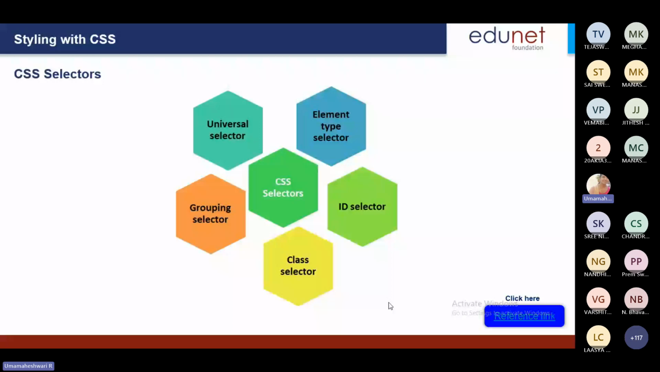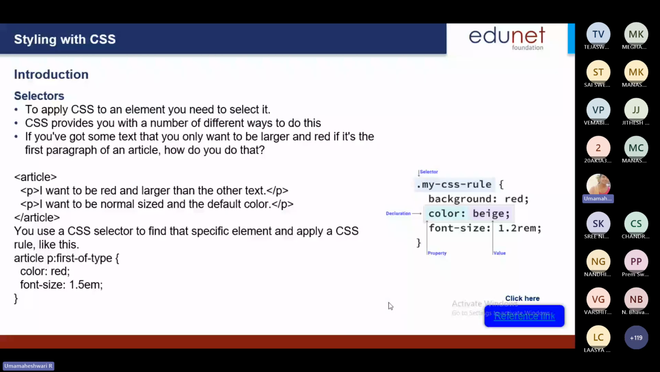CSS selector. CSS selectors means we can see universal element type selectors, ID selector, class selector, and grouping selector. Okay, first we'll see the definition of this. But it will take a long time.